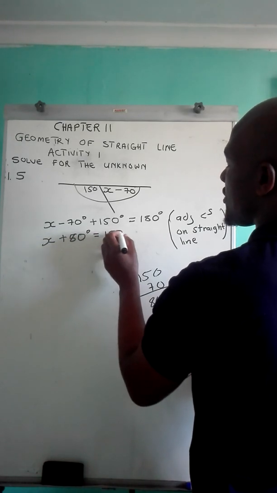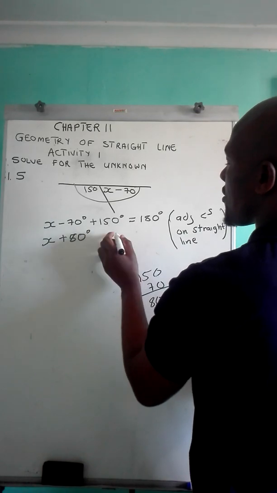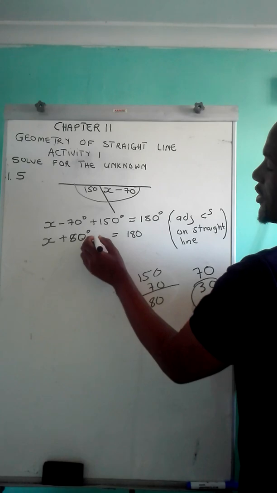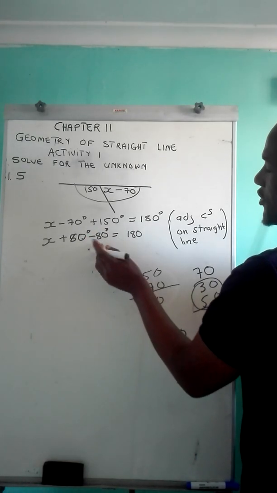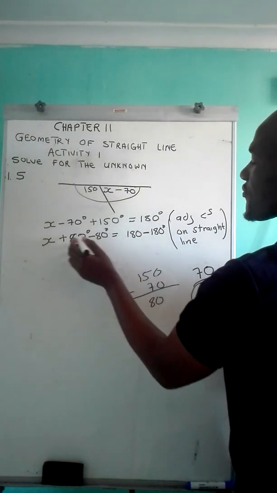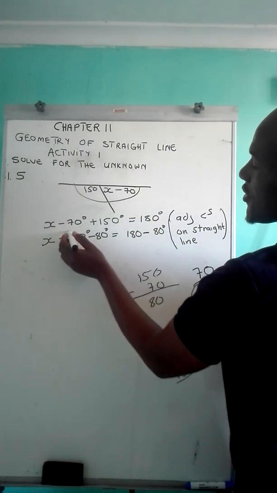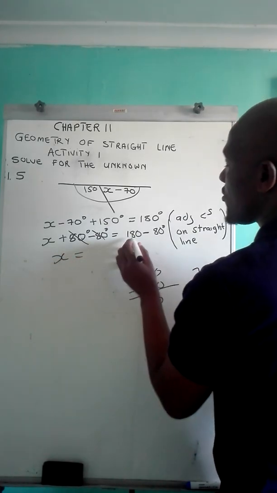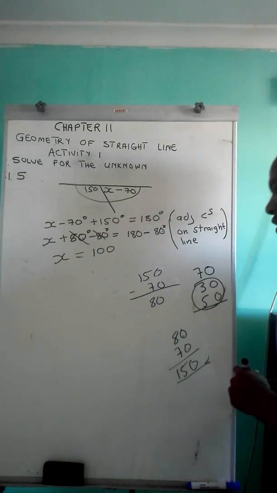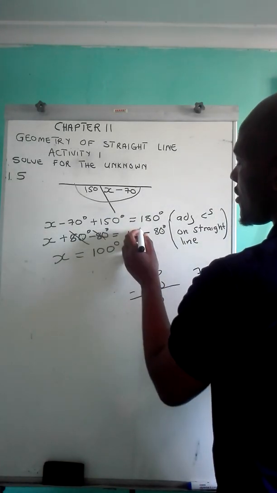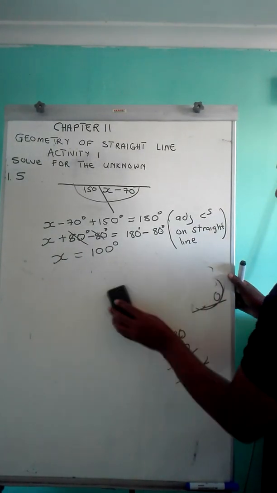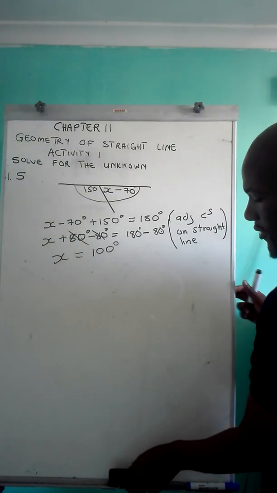x plus 80, which is equal to 180. But I don't want this 80. I subtract 80, an additive inverse. What you do on the left hand side, you also do on the right hand side. So minus 80. So this is x. What is 180 minus 80? The answer is 100 degrees. The next one is 1.6.